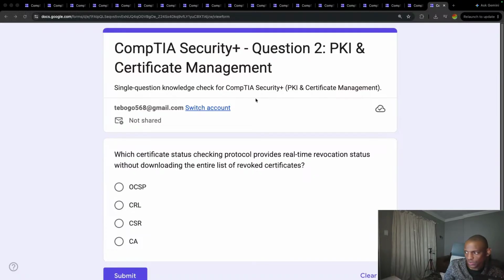All right, I'm going to start with this question here. PKI and certificate management. First question: which certificate status checking protocol provides real-time revocation status without downloading the entire list of revoked certificates? Now, do not answer this question in the chat.